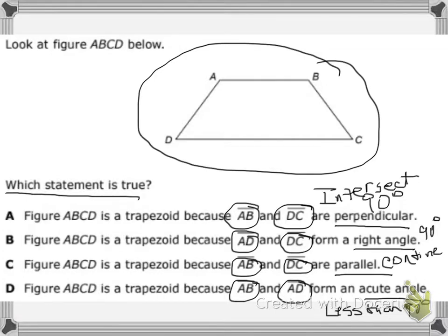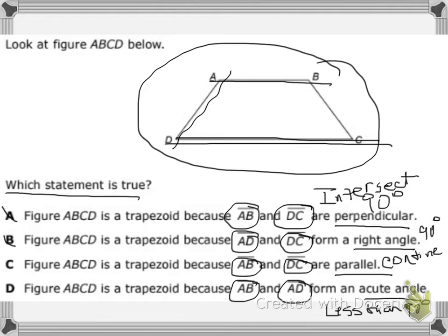When I go back and take a look at letter A, it says from A to B, which is parallel, to D to C. But are they perpendicular? Do they intersect at 90 degrees? No. Looking at A to D and D to C, do they form a right angle? No.